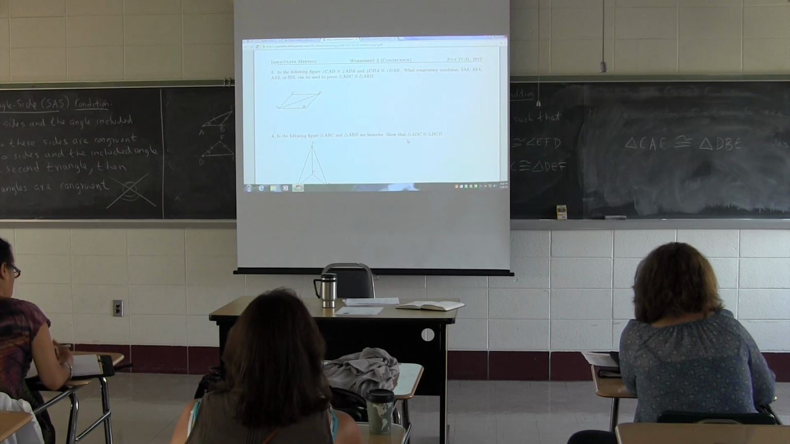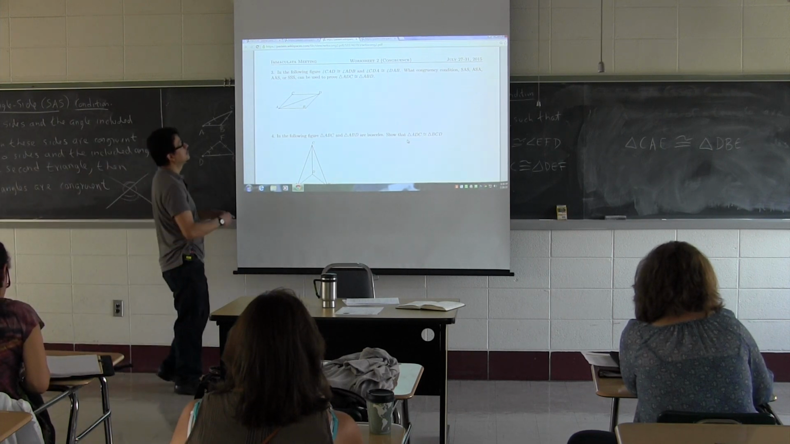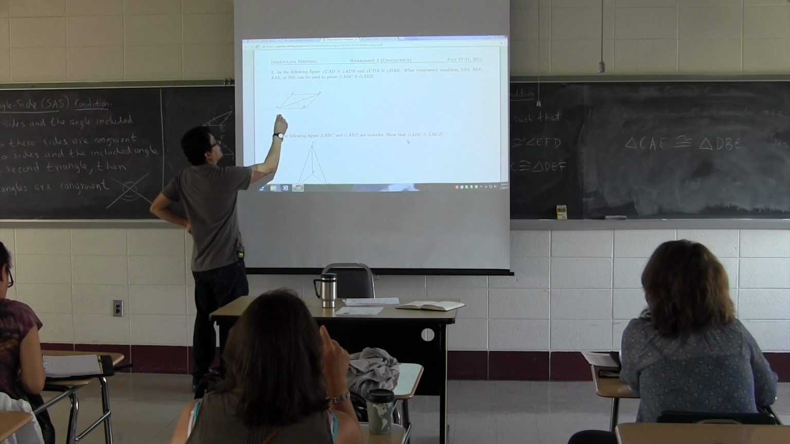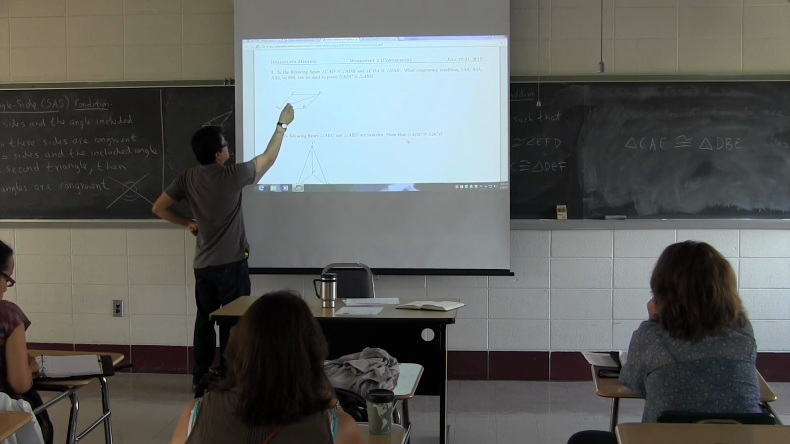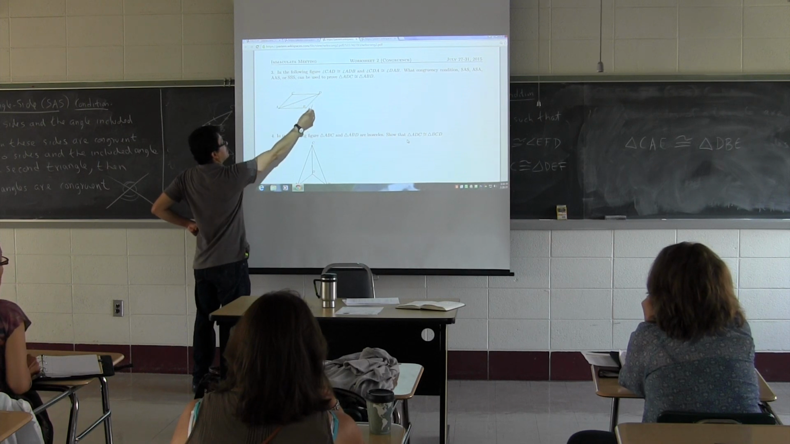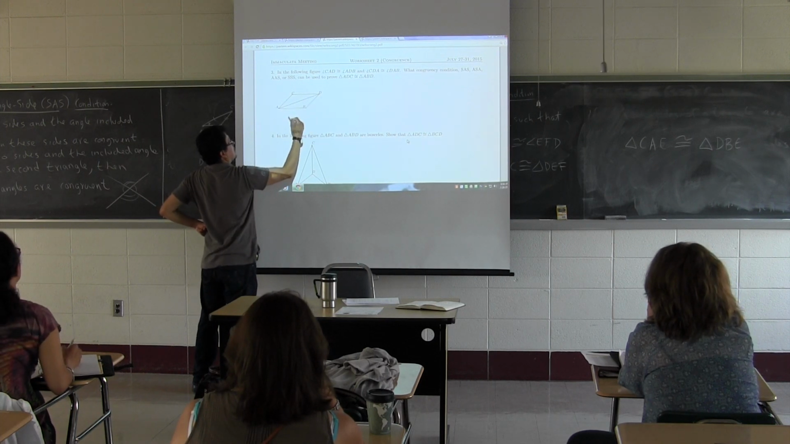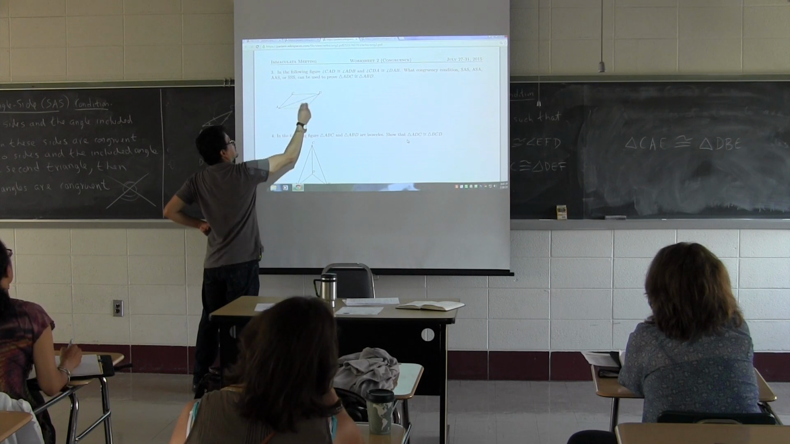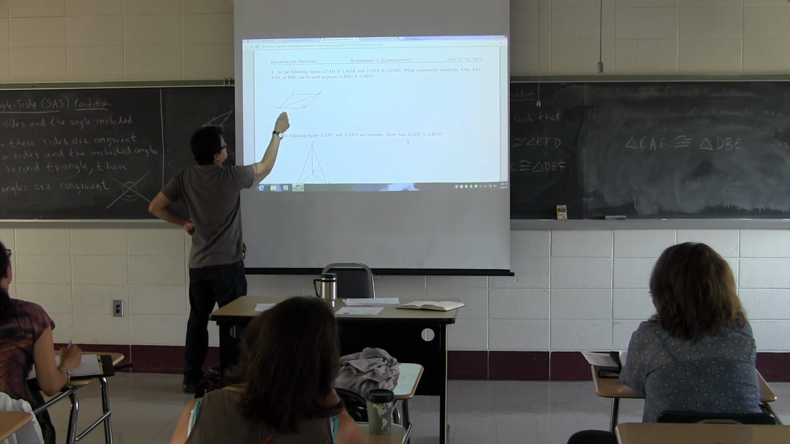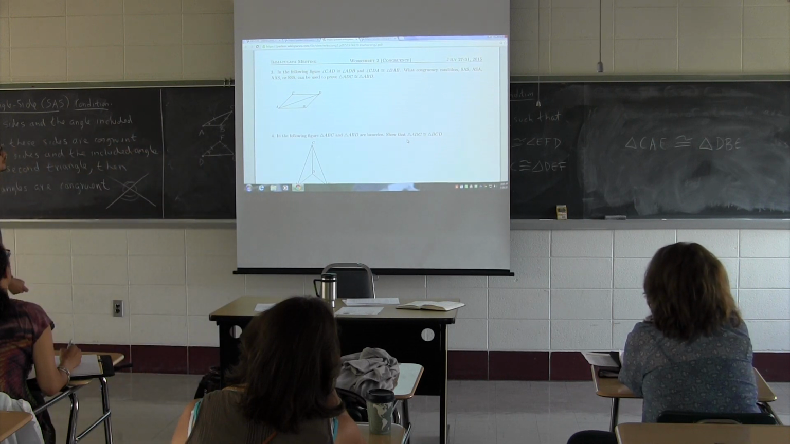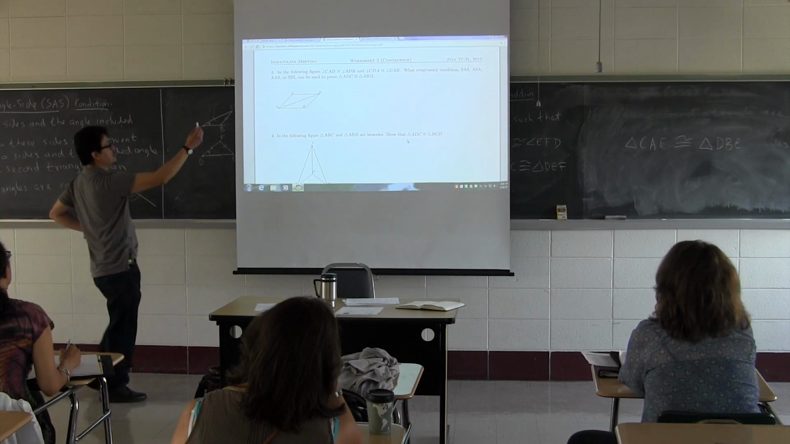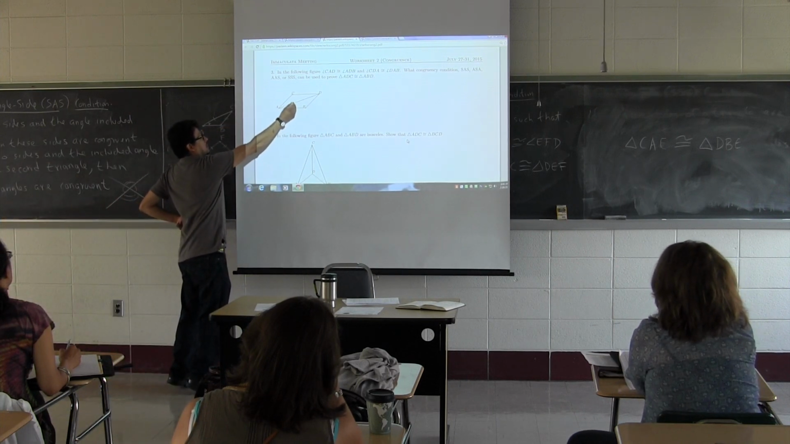Okay, so in 3, we have the following figure. And so we know in this figure that this angle here, CAD, is congruent to the angle here, BDA. And the angle here, ADC, is congruent to the angle here, DAB. So which condition tells us that these two are congruent?